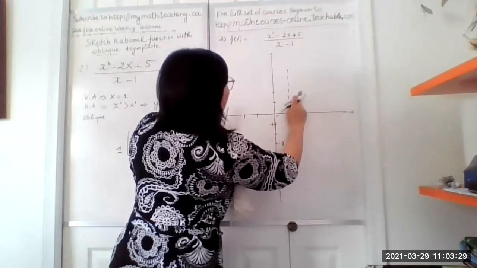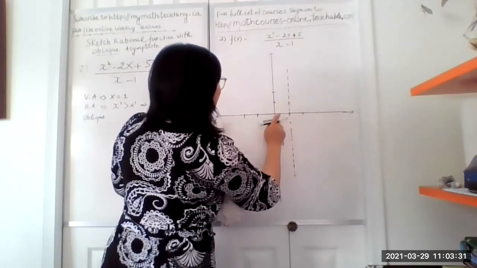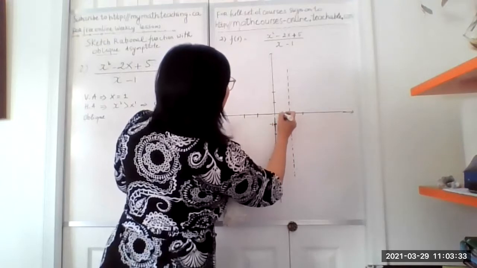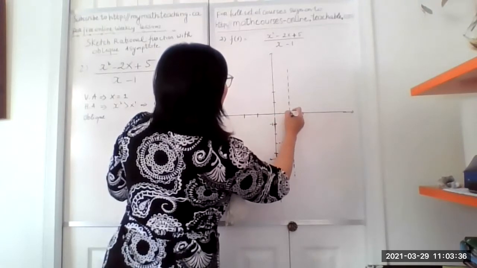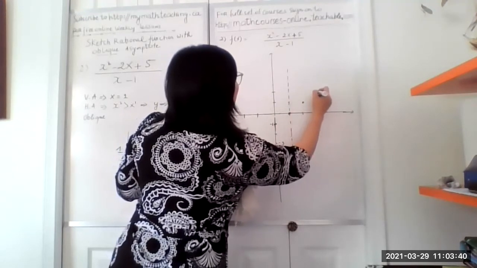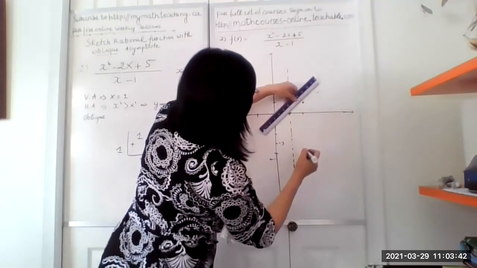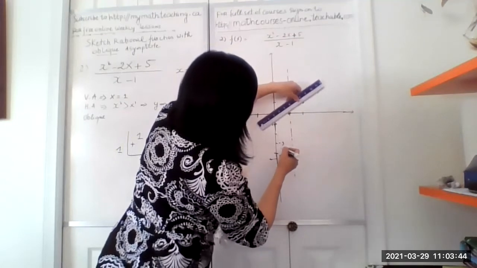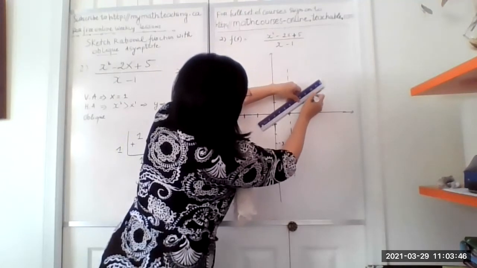Oh, sorry. Point, go up 1, go across 1. Go up 1, go across 1. Go up 1, go across 1. So this is our oblique asymptote.